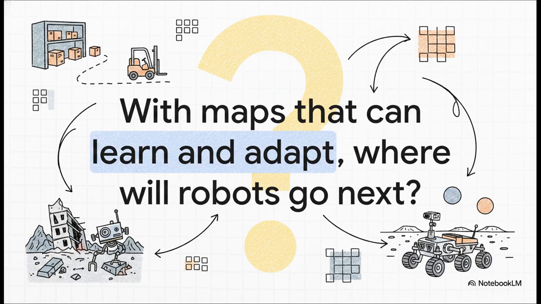You know, this kind of technology is absolutely fundamental for any kind of autonomous navigation. We're talking everything from warehouse bots to search and rescue drones, maybe even rovers on other planets. Which leaves us with a really exciting question to think about. With maps that can literally learn and adapt on the fly with this kind of efficiency, what new frontiers is this going to unlock? Where will robots go next?